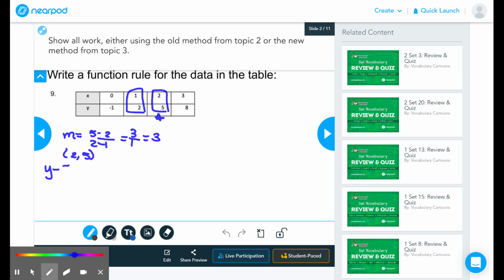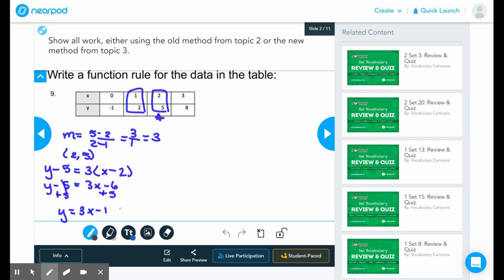And then you plug in the ordered pair and the slope into point slope form. You want to distribute. And then undo the minus 5 by adding 5. Now instead of y, you're allowed to write f of x to show that it's a function. Either way is fine. Now if you don't want to do it the old way, you can do it the new way.